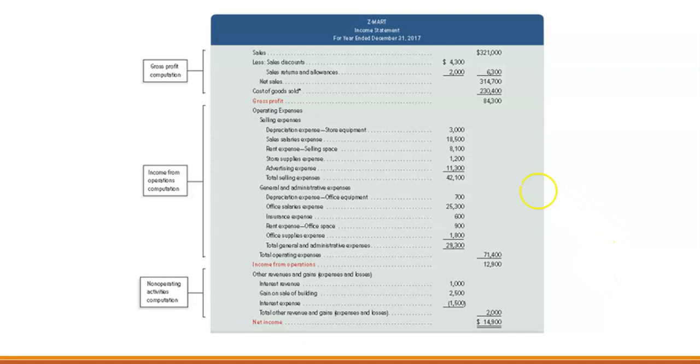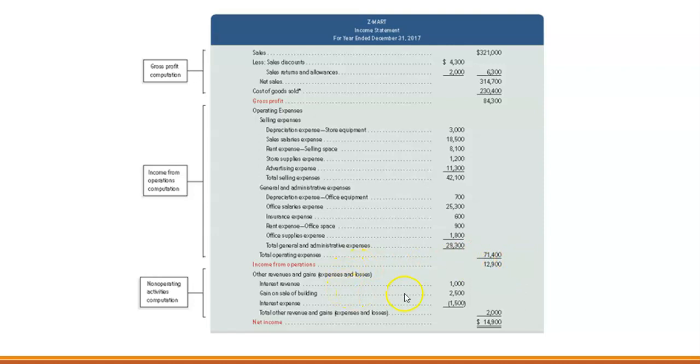So we're going to look at this. Wow, this graphic is terrible. I'm really sorry about that. We have sales, we have any discounts, returns, and allowances during the year, and then we have net sales. Net sales minus our cost of goods sold equals gross profit. Here we have our expenses separated into selling expenses and general and administrative expenses. Gross profit minus operating expenses equals income from operations.